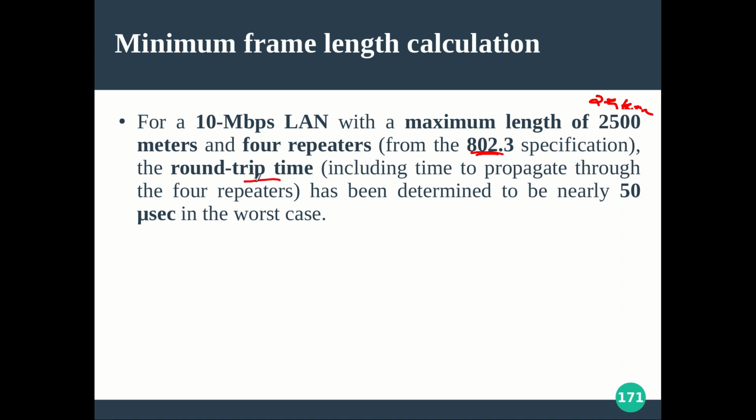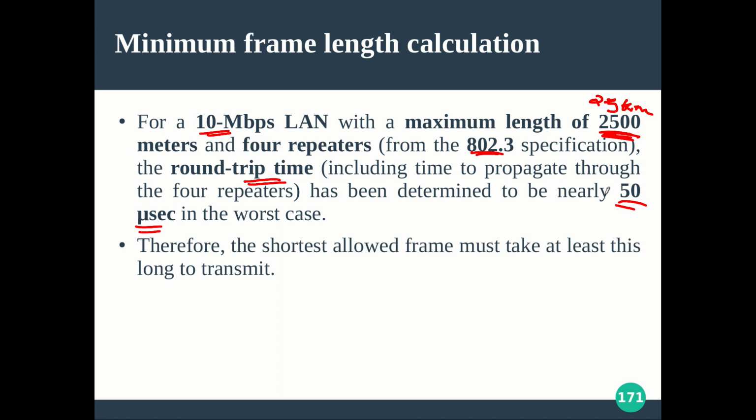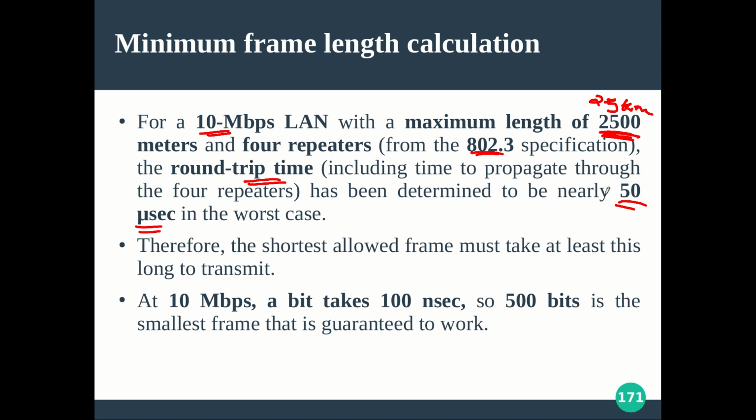And in that case, the round trip time is calculated to be 50 microseconds. So the maximum round trip time, considering this length: 2.5 kilometers, distance by velocity, you can find out the propagation time and 2 times of that, and that value is found to be some 50 microseconds of time. So if that is the case, the shortest allowed frame must be at least this long to transmit. So in 10 megabits per second, what is the time taken to transmit a single bit, right?